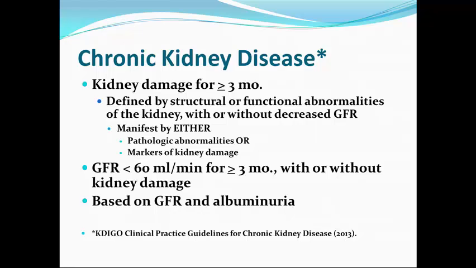So that's the concept I really want you to have a handle on: when we look at chronic kidney disease, we're looking at something that has been present for a minimum of 3 months, and we are looking both at the glomerular filtration as well as the presence of albumin in the urine. So those are the two key concepts that we want to remember.